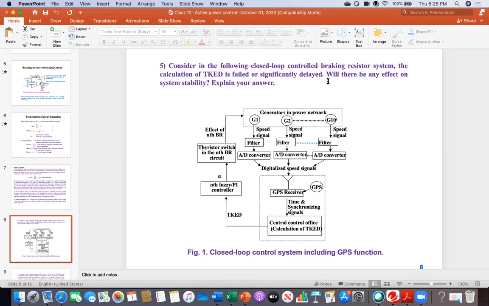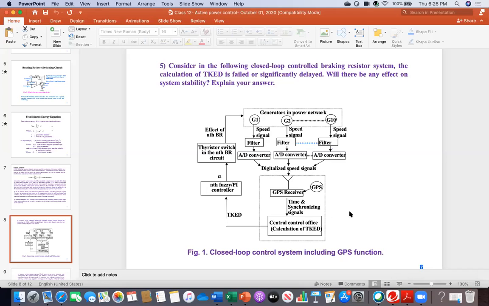Consider the following closed loop control braking resistor. The whole purpose is controlling that braking resistor. The calculation of TKED failed or is significantly delayed. Will there be any effect on the system stability? So you see, it's a complicated process. Now it might happen that TKED is failed. The central control office, master computer, did not get the signal properly, either because it is significantly delayed or somehow failed, like communication failed. Then will there be any impact on the system stability? What do you think? Yes.